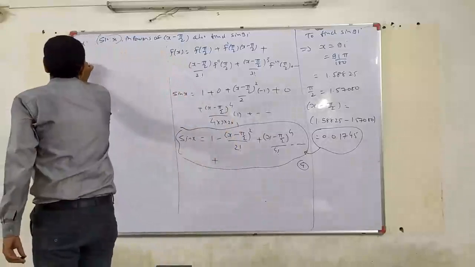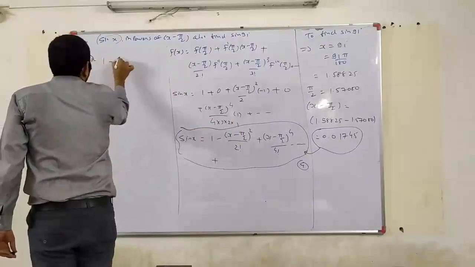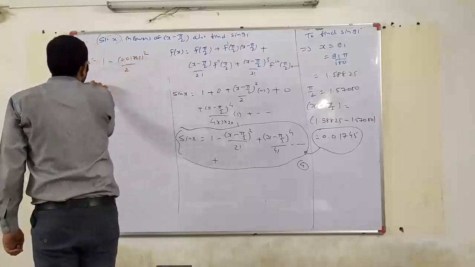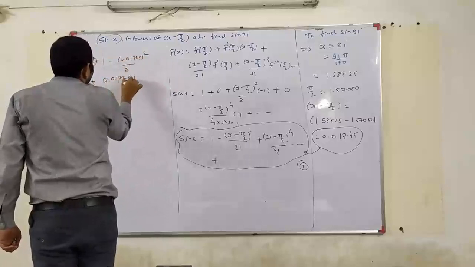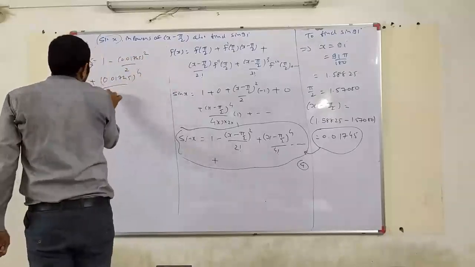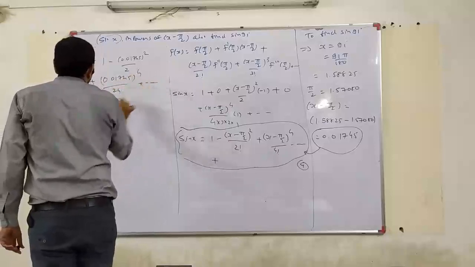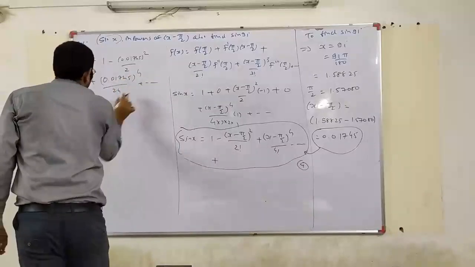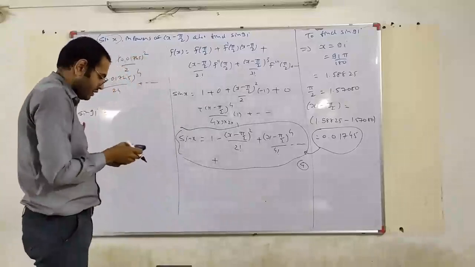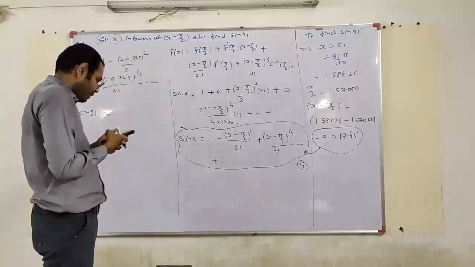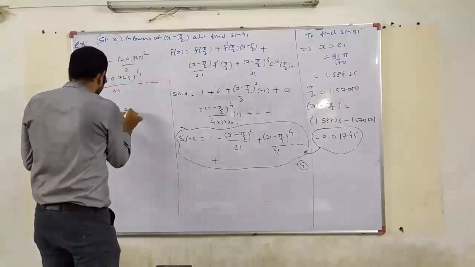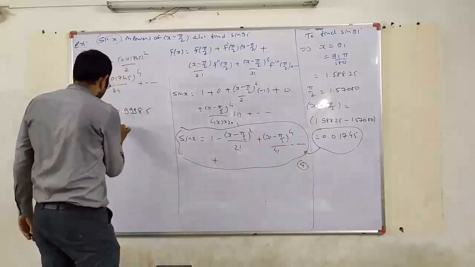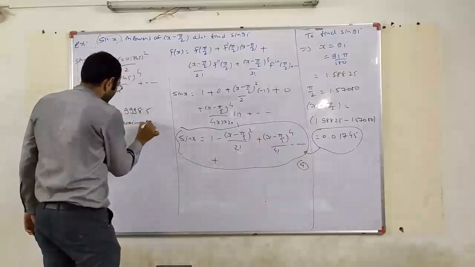Then sin x equals 1 minus 0.01745 whole square divided by 2 factorial, which is 2, plus 0.01745 raised to 4 divided by 4 factorial, which is 24, and so on. Here x equals 91 degrees. Then simplify these terms, and we get sin 91 degrees, that is 0.99985. That is our approximate value.